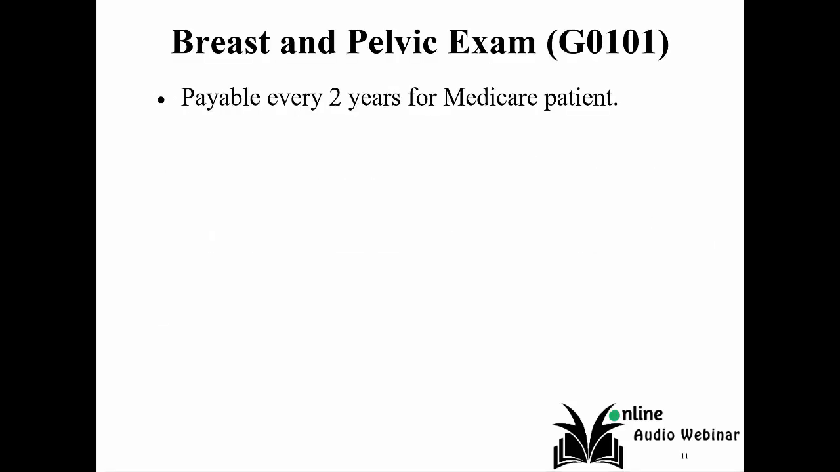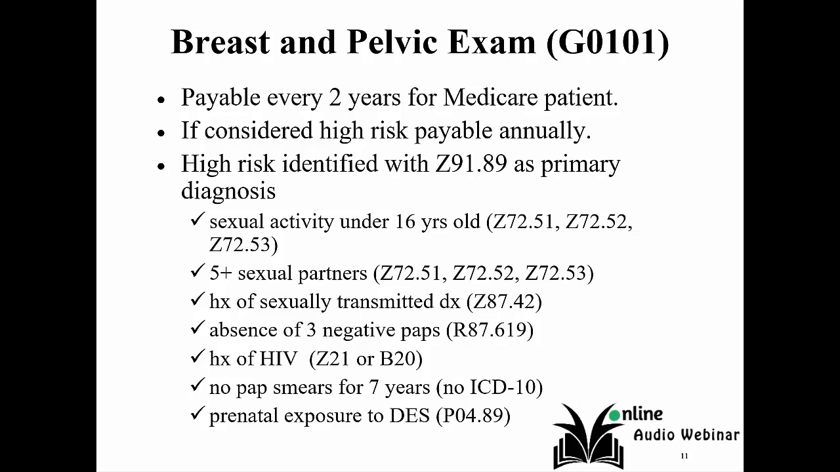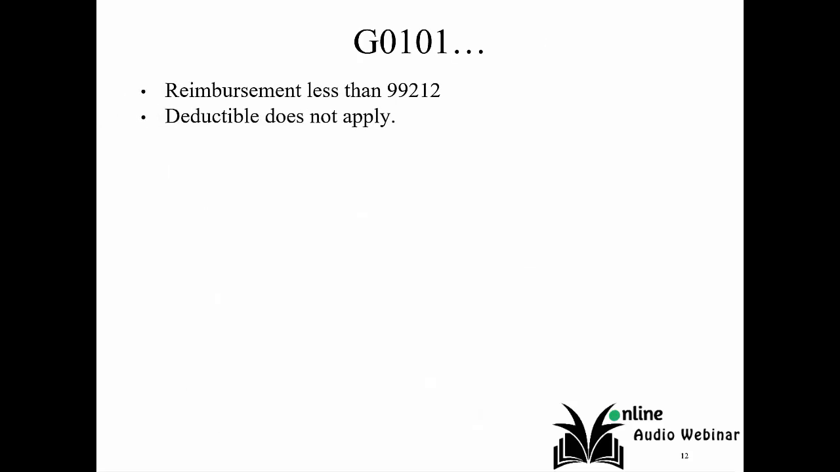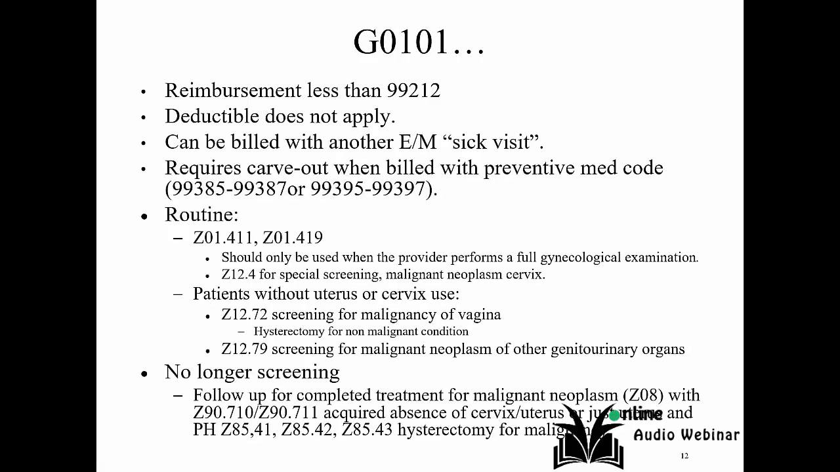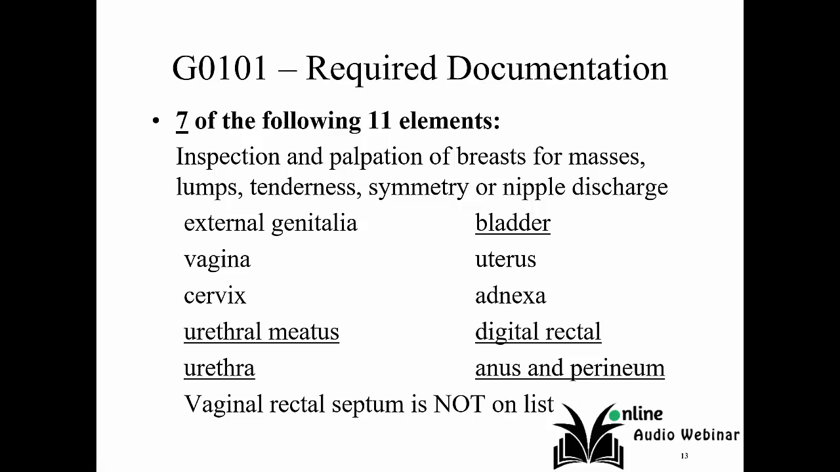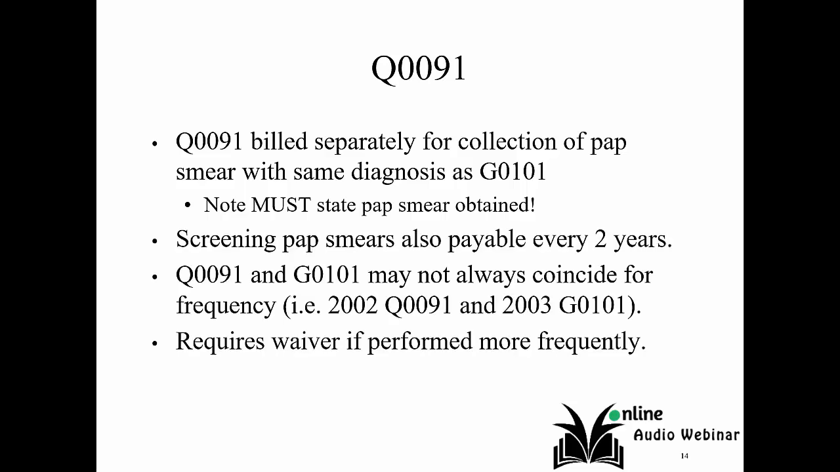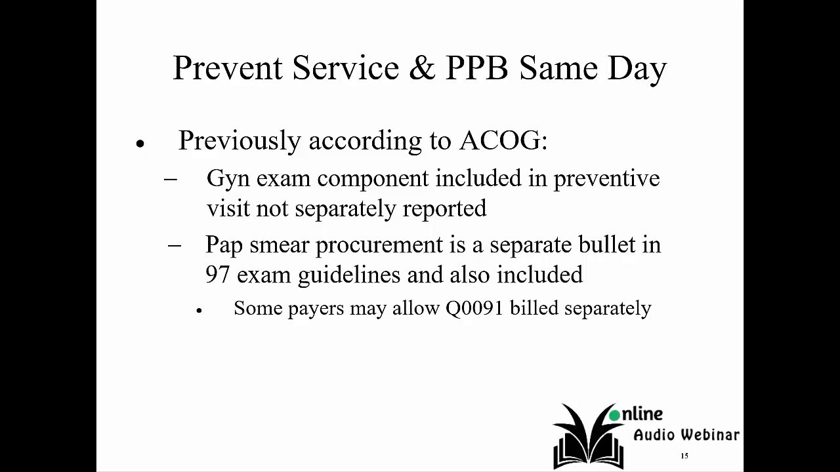Medicare preventive services. We've got our breast and pelvic exam, which is a G0101, and it's payable every 2 years for Medicare patients. G0101 reimbursement is basically less than a 99212. If it's no longer screening, you cannot use the G0101. What is required? To bill a G0101, you have to have 7 elements. Also, Q0091 is billed separately for collection of a pap smear. You're out those dollars. GYN component included in the preventive medicine visit.